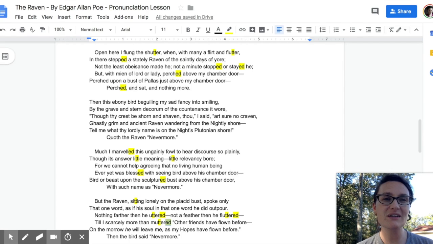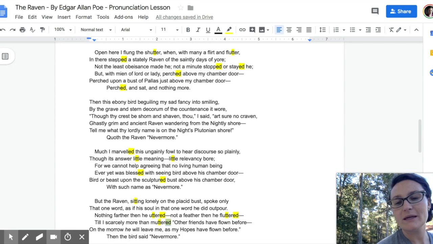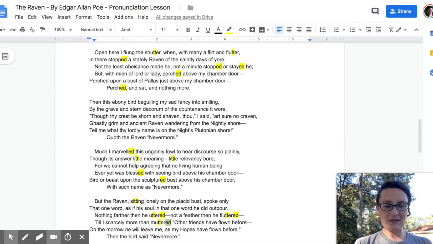If you're going to have an ED, it's usually after a D or a T. And we can get more into those rules later. But let's do the poem.